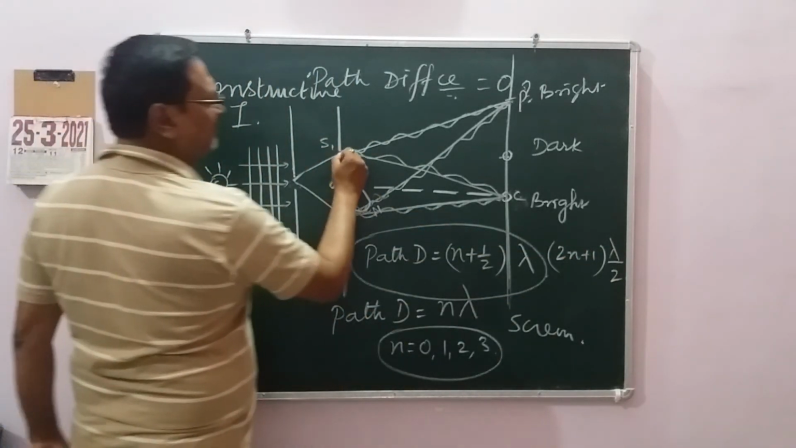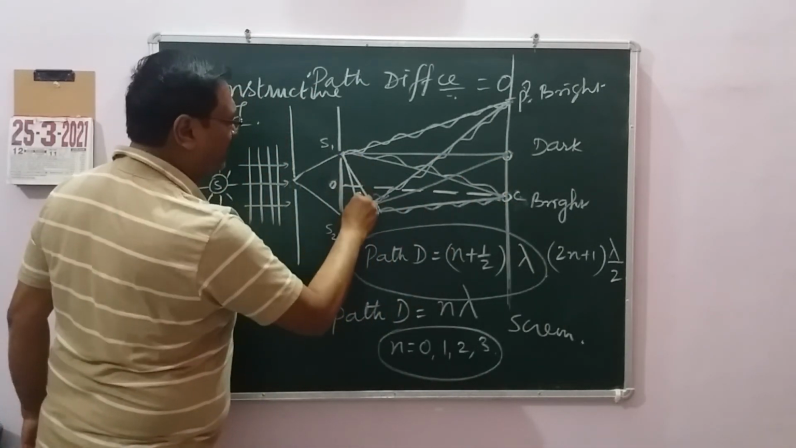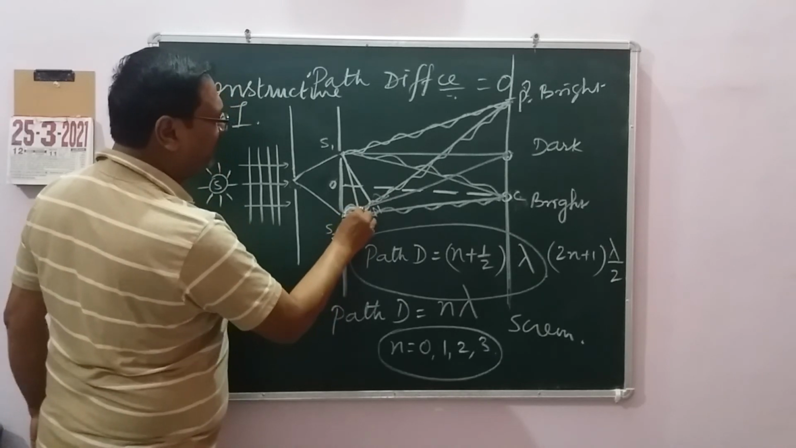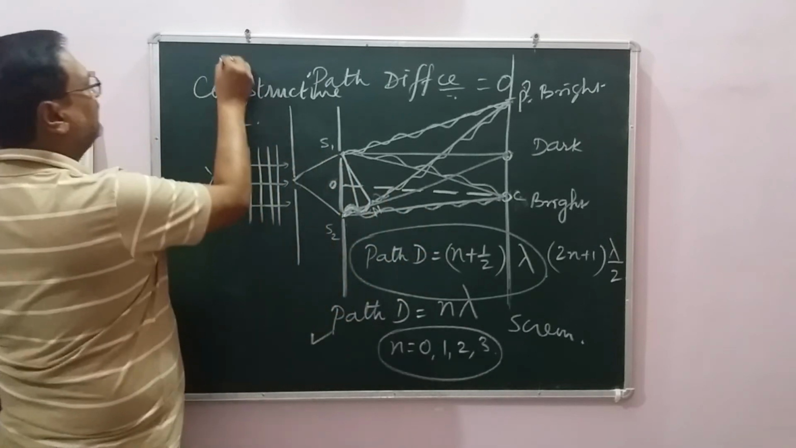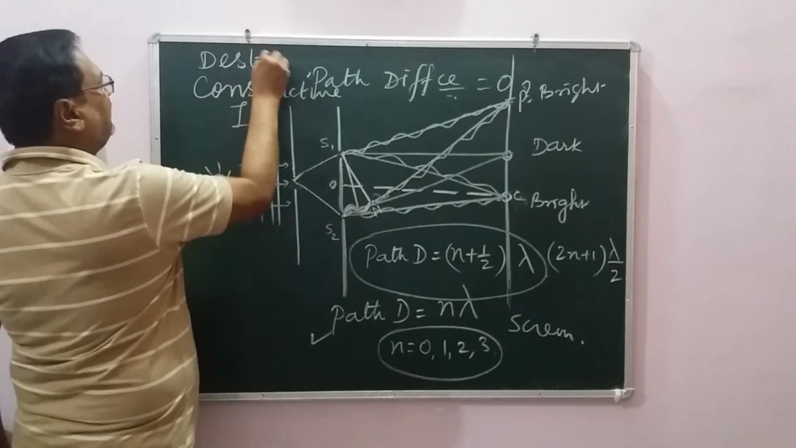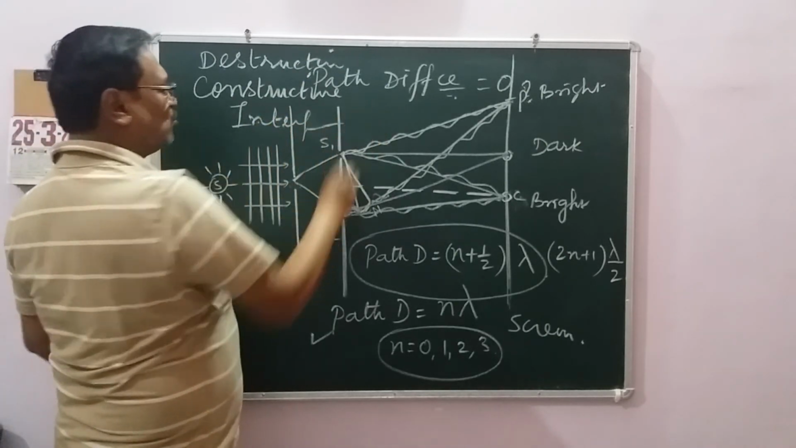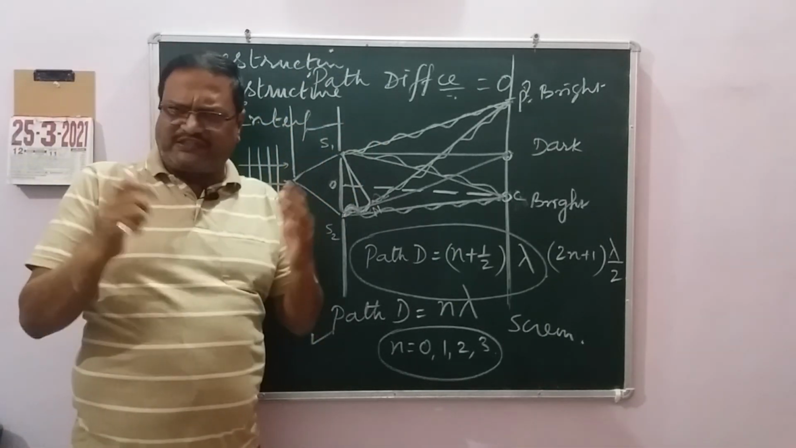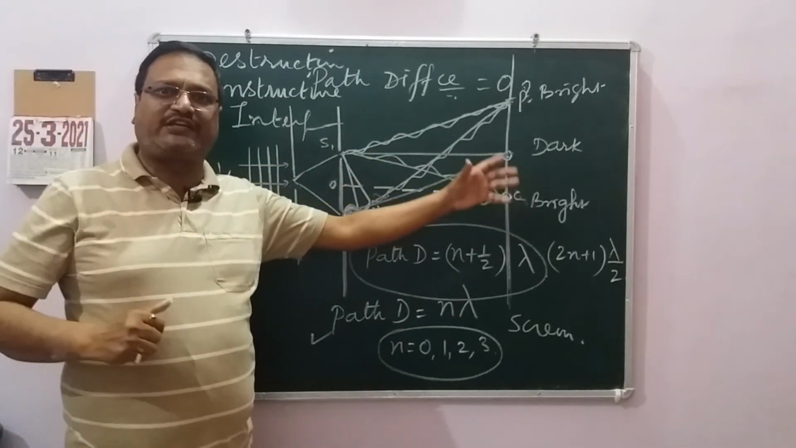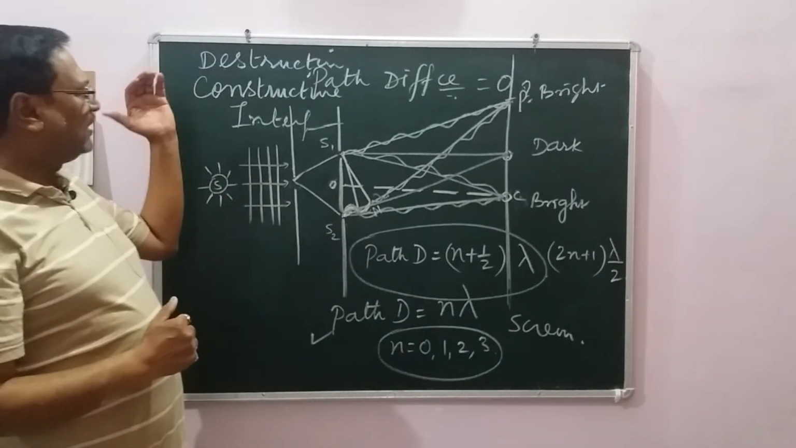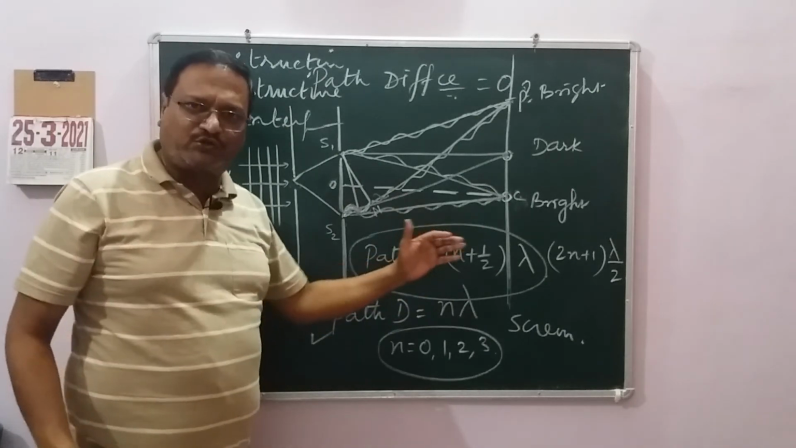You see, the path difference between this point and this point will be half a wavelength, right? If I drop a perpendicular, half wavelength. If it is a full wavelength, it is constructive interference. If it is half a wavelength, it is called destructive interference. Okay, so in this video I just introduced you to the concept of Young's double slit experiment, that is, constructive interference and destructive interference and the path difference condition.